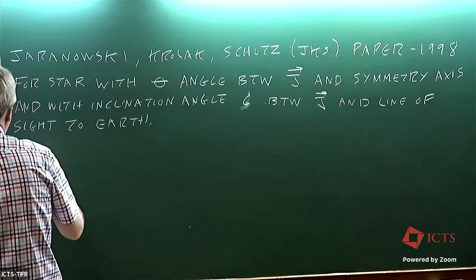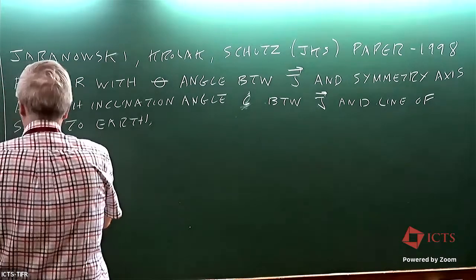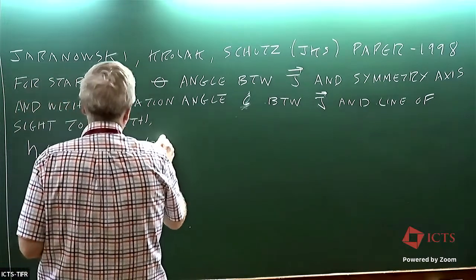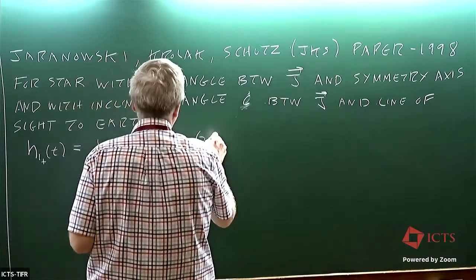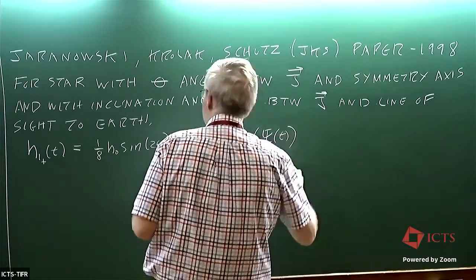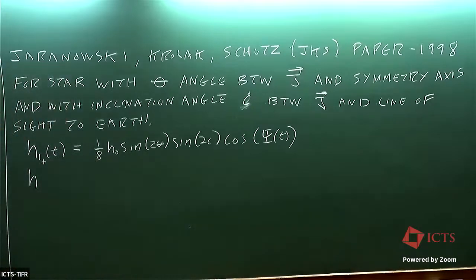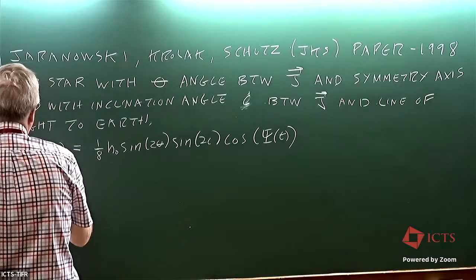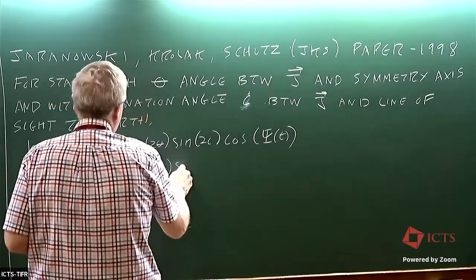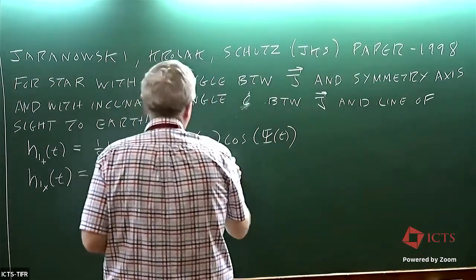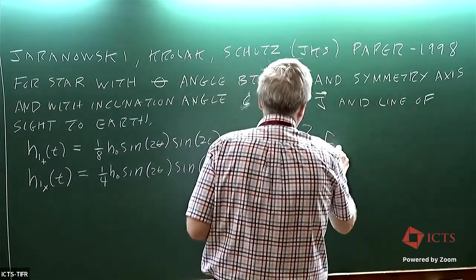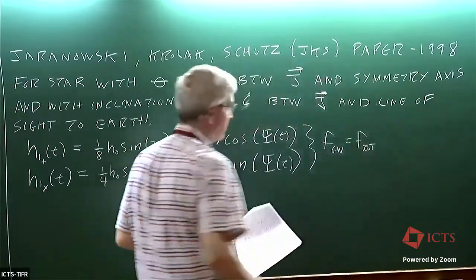And in this model, we have several different components to worry about. One of these is called h1 plus of t, and it's given by 1/8 h naught sine of 2 theta, sine of 2 iota, cosine of a phase function psi of t, and the plus refers to the plus polarization that Alicia's described before, and then we have a cross counterpart, that is 1/4 of h naught sine of 2 theta, sine of iota, and the sine of that same phase function. And this is a radiation for which the gravitational wave frequency is the same as the rotational frequency.